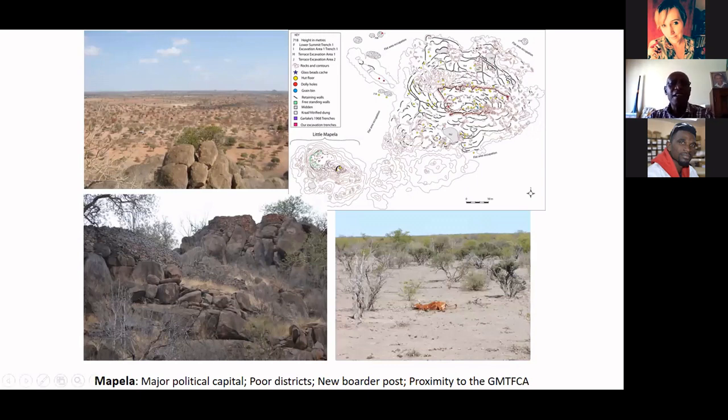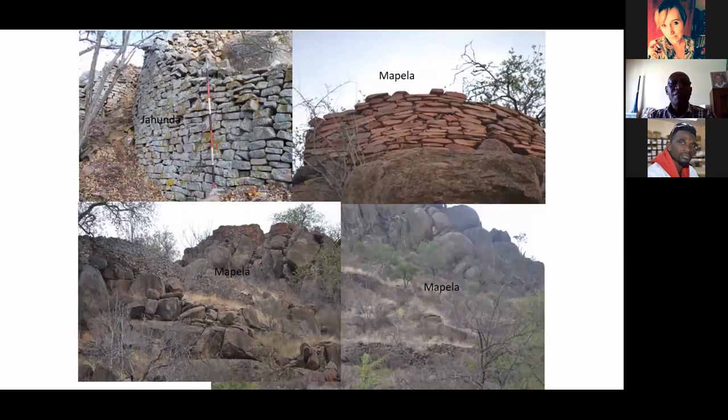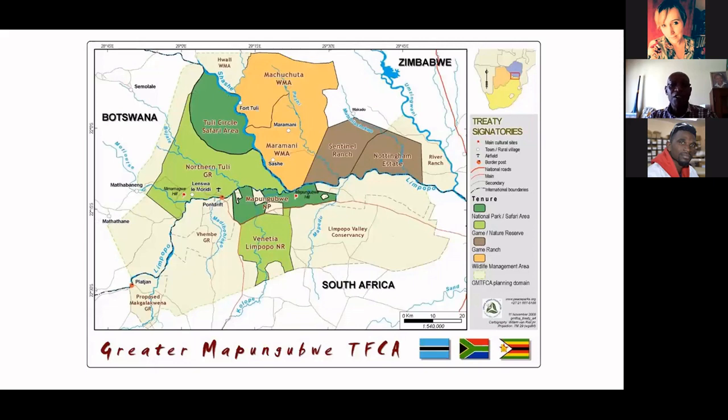Here I'm making reference to the site of Mapela, which is strategically located on the edge of the Thule Circle. And that area is associated with other developments in the region to do with the development of trans-frontier conservation areas, and also the development of a border post, which is supposed to link Zimbabwe, Botswana, and South Africa, and the rest of the region.